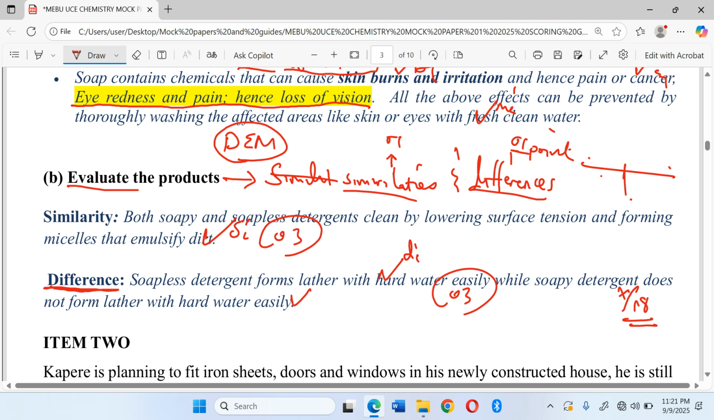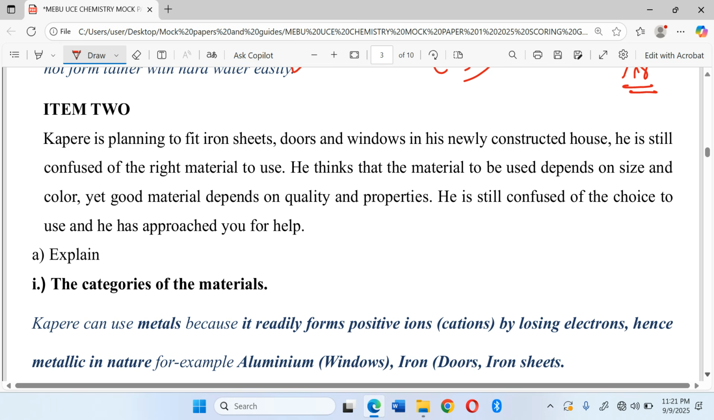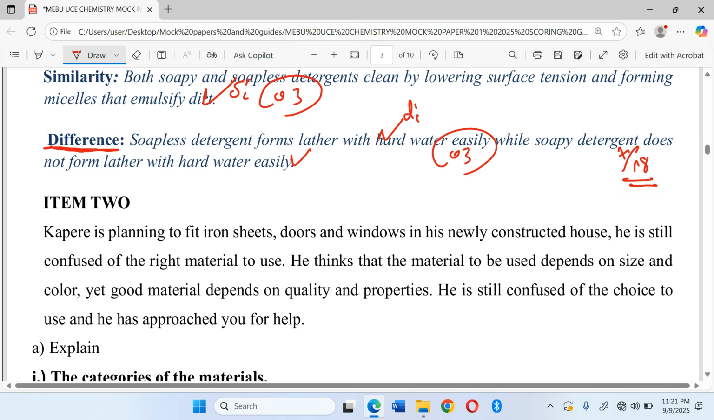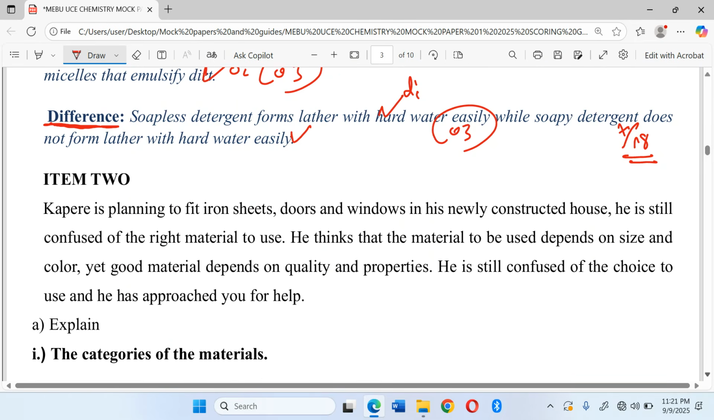Let's go direct to item number 2. As I said, we shall be going through them very fast so that we are able to complete this paper in the shortest possible time. I'm going to go through this item as I highlight the key areas. So they are saying in item 2, I believe we know very well, we are going to first summarize something small.